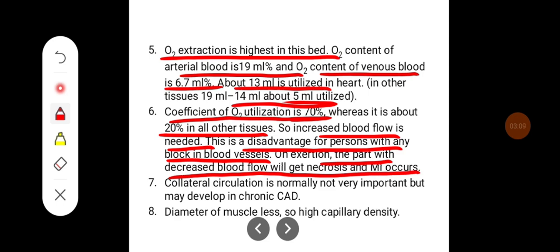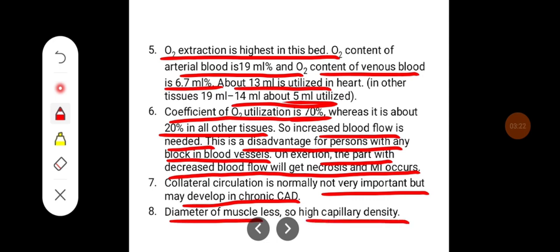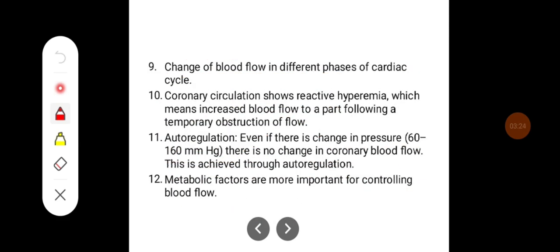Collateral circulation is normally not very important but may develop in chronic coronary artery disease. The diameter of the muscle fibre is less and so there is high capillary density. The change in the blood flow occurs in different phases of the cardiac cycle.